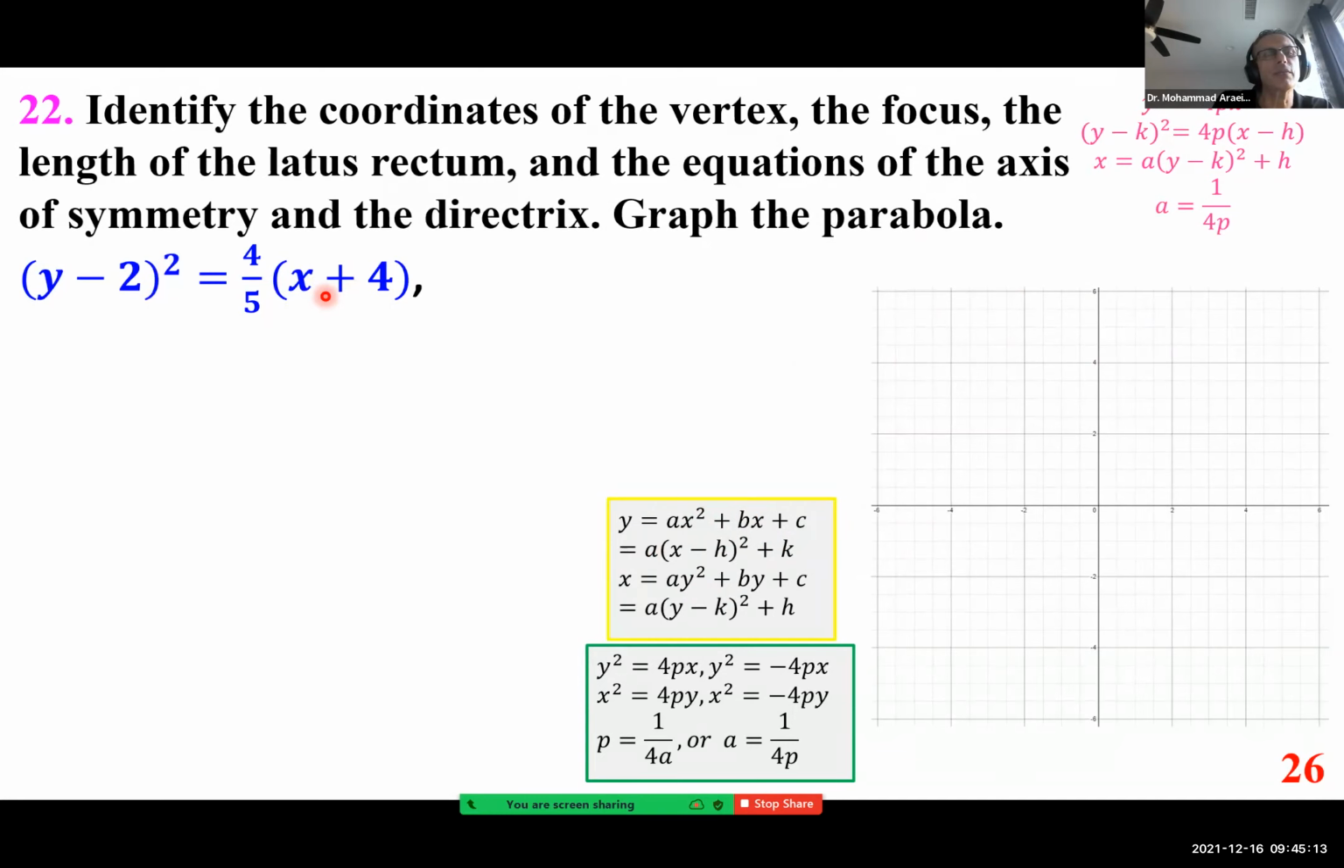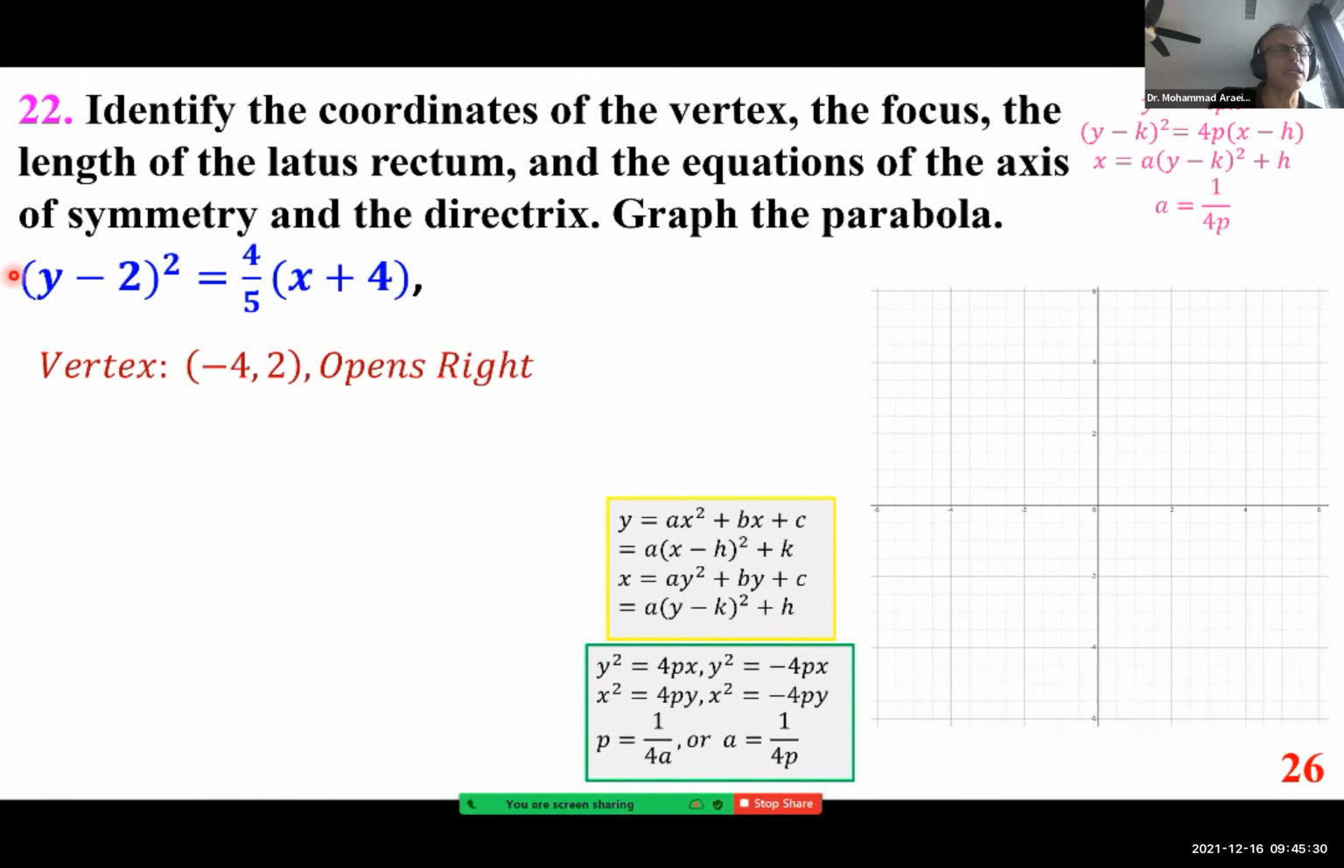The location of the vertex: x plus 4 equal to 0 makes this negative 4, y minus 2 equal to 0 makes this 2. So the vertex is located at negative 4, positive 2, and it opens to the right. You don't see any negative number. If you have a negative number here or here, doesn't matter which way, then it opens to the left. So the first thing is, because y has degree 2, it opens sideways. So if it opens to the right, you can locate the vertex here.